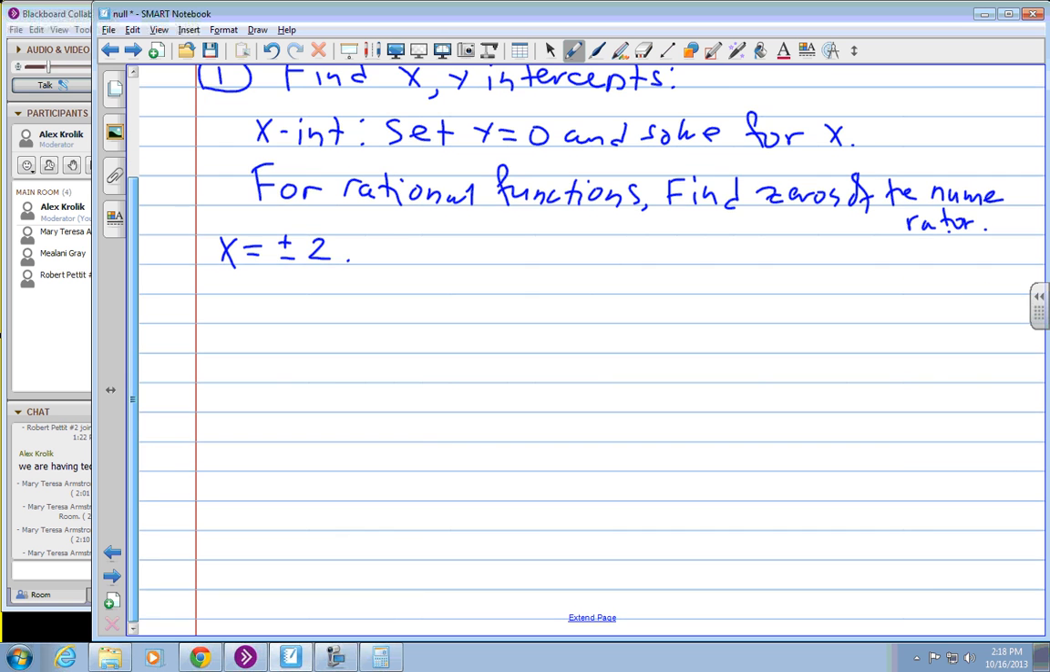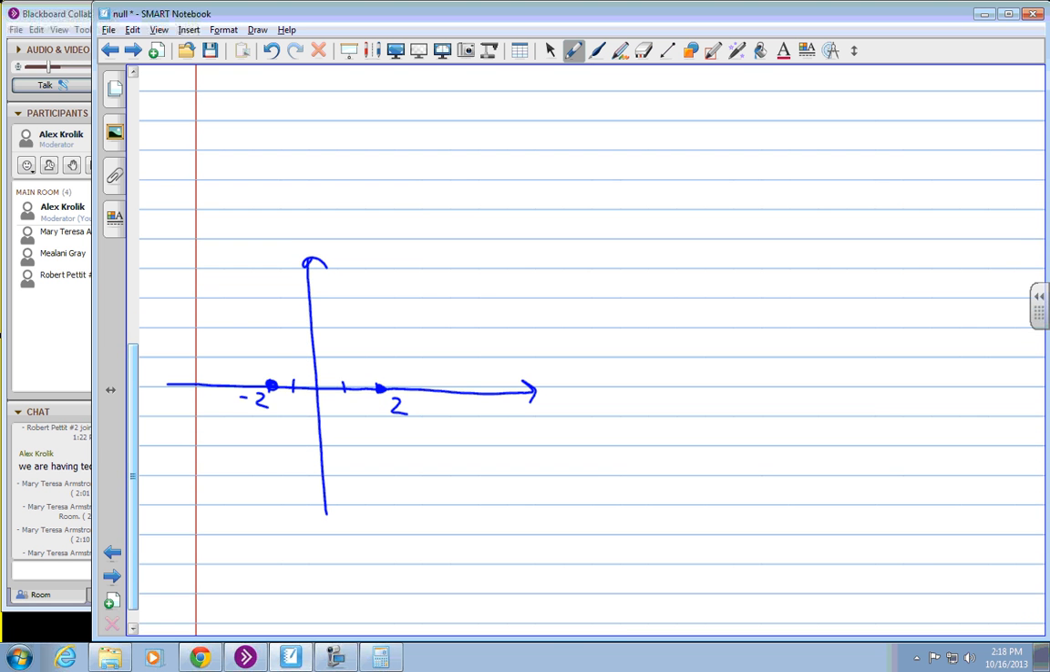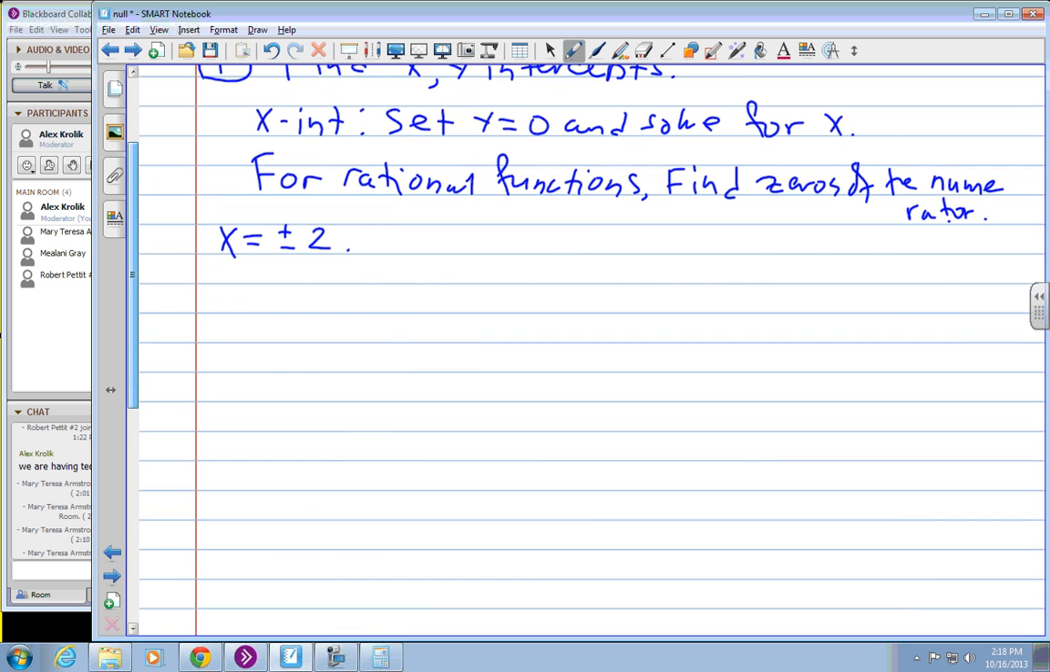So I can actually start somewhere down on the page doing a little sketch. I can start doing the sketch because right now I know this. Negative 2, we're going to cross that. Positive 2, we're going to cross that. So we have those two x-intercepts already. So we know that much. Is that okay?